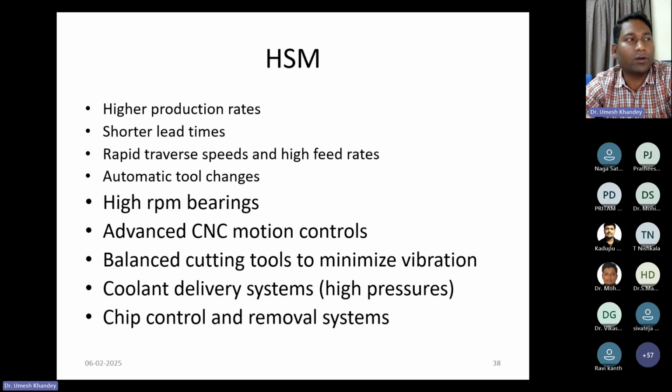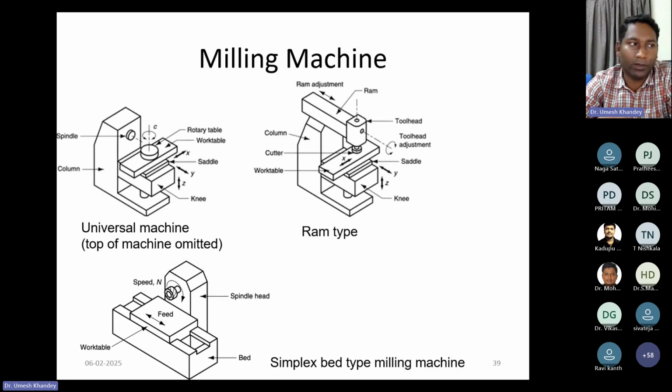These are only achieved when you have high RPM bearings that can withstand the high speed, and advanced CNC motion control. You require balanced cutting tools to minimize vibration, because you are going to run the machine at high speed. A coolant delivery system should be there, due to the high pressure and the temperature that may be generated. You require this coolant delivery system, and a chip control and removal system should be there, because you are running the machines at very high speeds. So again, these are the same.